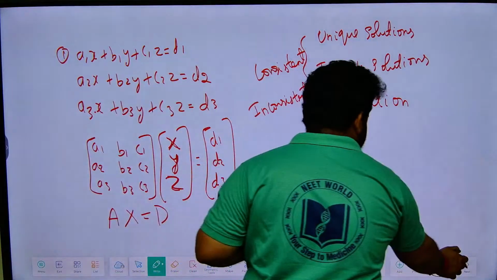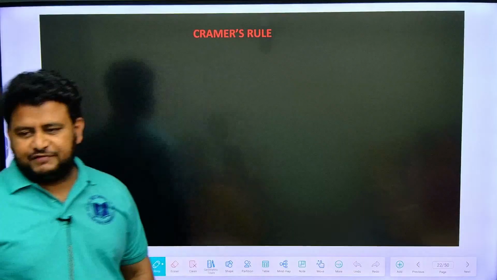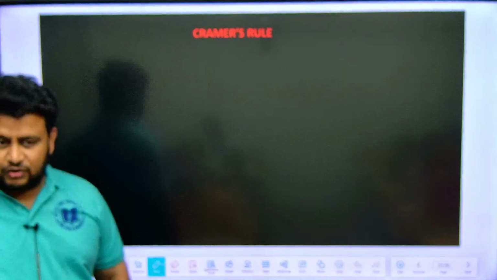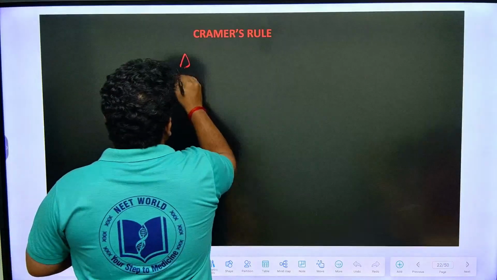Now let us go to Kramer's rule. Here we find the delta. Delta is nothing but det of A. The determinant that we are finding, that itself is delta. Do not get confused with the area of triangle. In properties of triangle, delta is area. Here, delta is nothing but det of A.